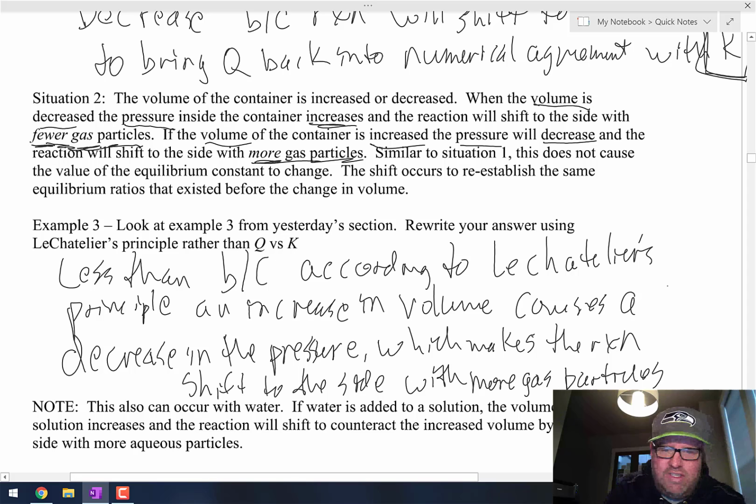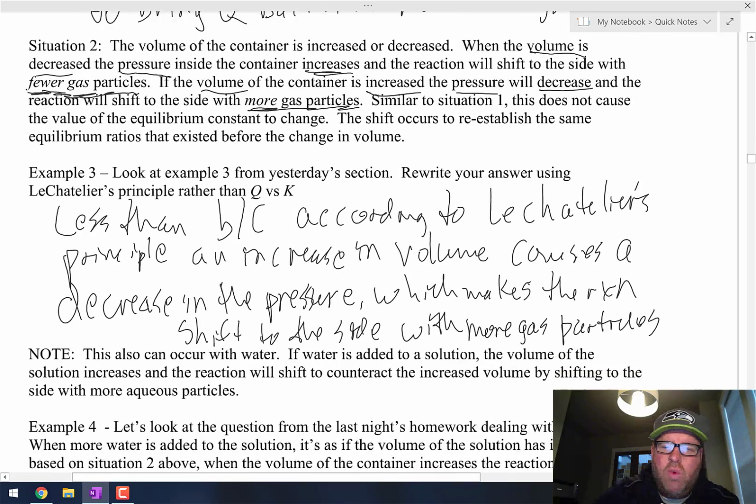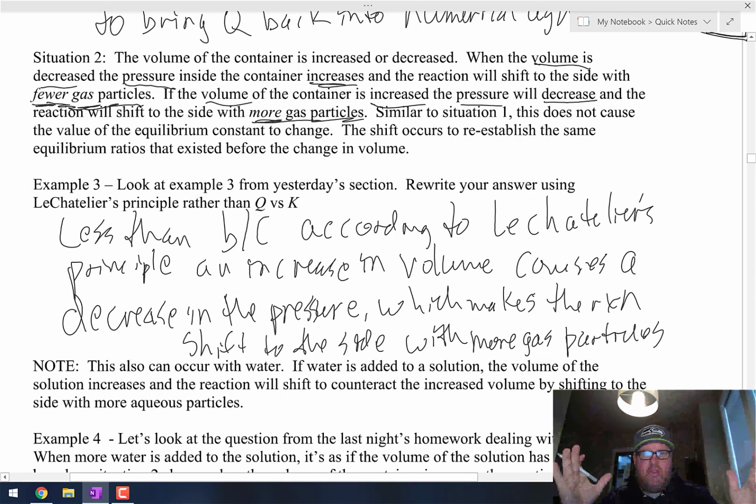And that's all you would have to say there. Okay? You could talk about Q versus K there. We did that yesterday. But again, an easier way to answer that same question is using LeChatelier's principle. The way we explained it with Q versus K was a tough way to explain it. Now, with gases, that absolutely is true. You make the volume bigger, the pressure goes down, it shifts to the side with fewer gas particles.